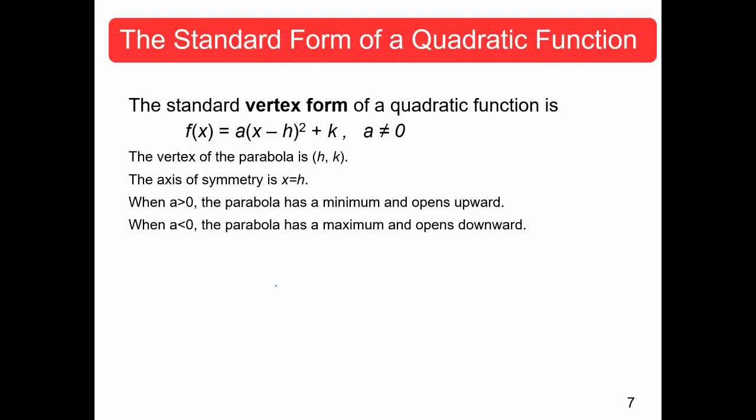The axis of symmetry is x equals h. When a is positive, the parabola has a minimum and opens upward. So this is the same thing where I used to draw the happy face. When a is positive, my graph is going up, and therefore it has a minimum. Okay, when a is negative, my graph is going down, and this is the top. It has a maximum.